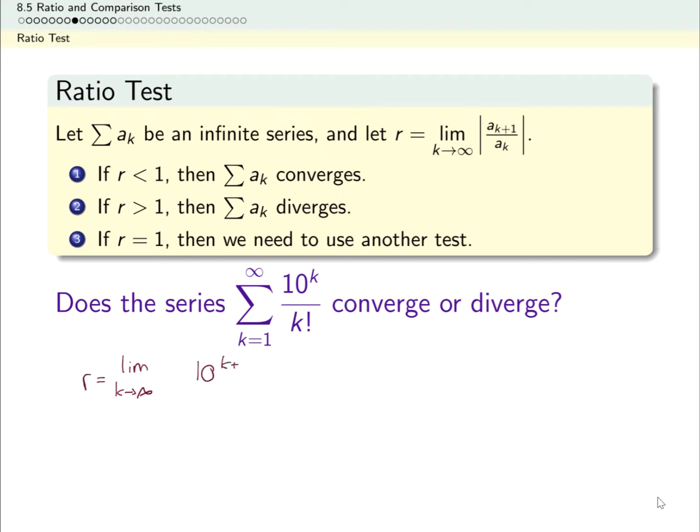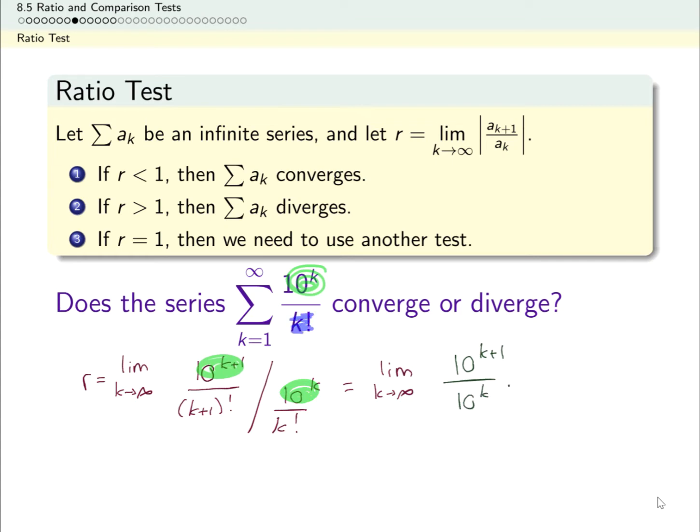For my numerator, k becomes k plus 1. For my denominator, it doesn't change. As usual, if I want to simplify this, it's usually nice to collect things that came from the same place. So this numerator gave me this numerator here and that numerator down there. So let's put those together. 10 to the k plus 1 divided by 10 to the k.